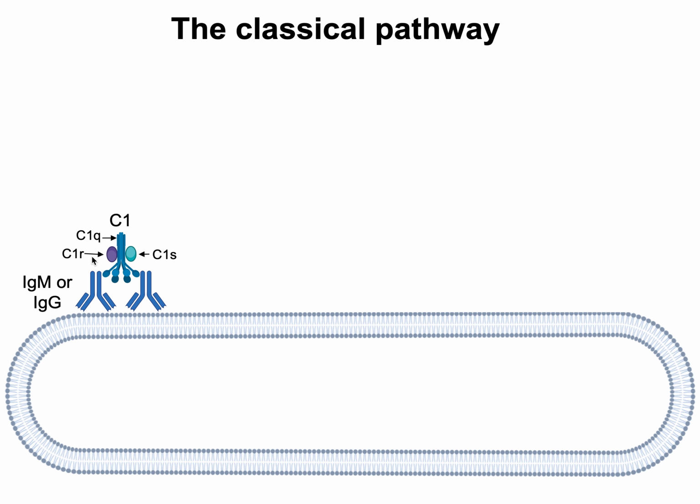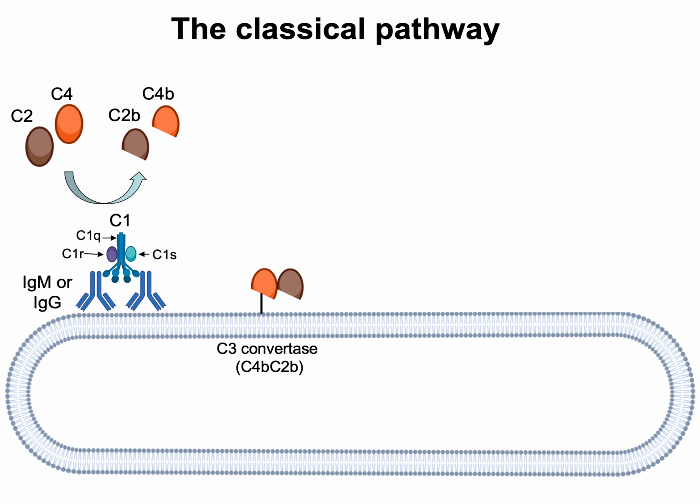C1r and C1s are actually proteases that lead to the cleavage of C2 and C4 into C2b and C4b. When this happens, C4b can bind covalently to the cell surface and associate with C2b and form the classical version of the C3 convertase, C4b and C2b.